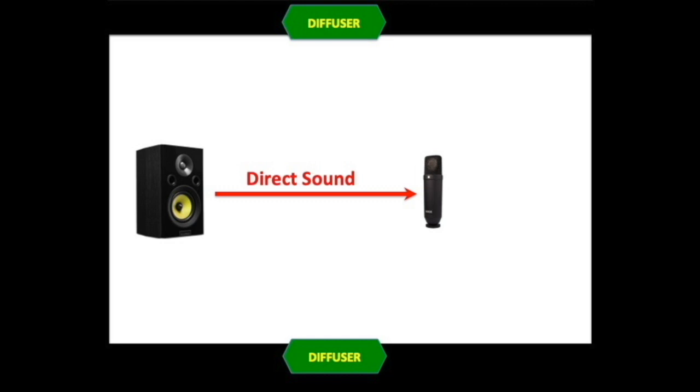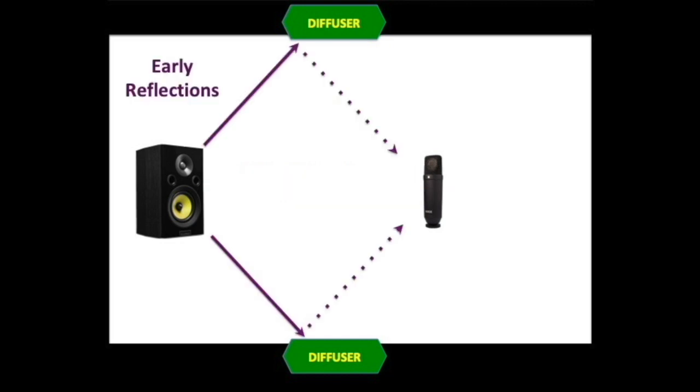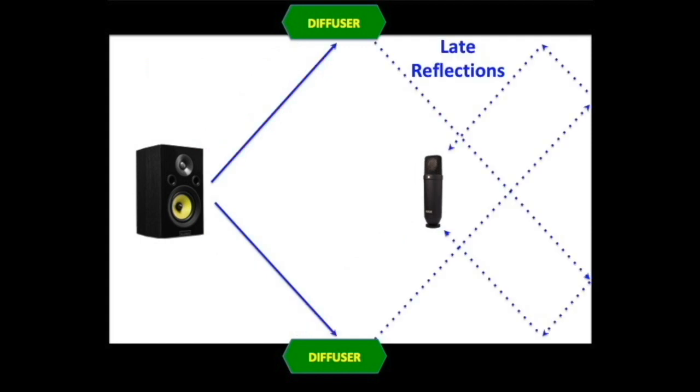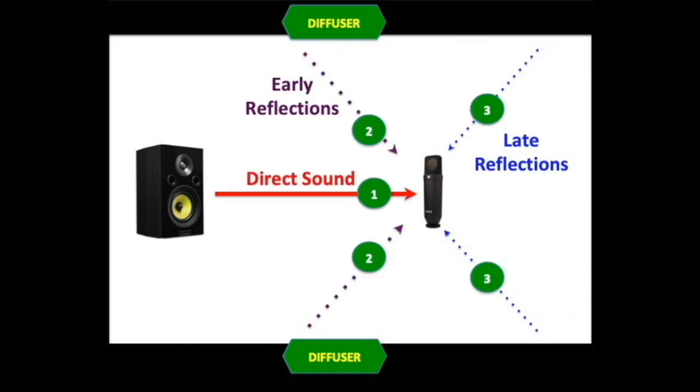Direct sound, not affected. As you can see, early reflections get dispersed, as well as late reflections. From the perspective of the microphone, it looks like this. No change to direct sound. However, early and late reflections are dispersed by the diffusers, and this reduces their energy, which in turn reduces the amount of echo in the room.